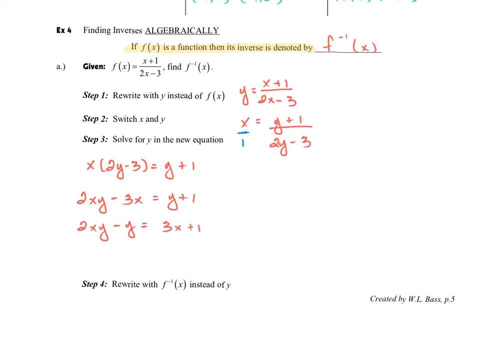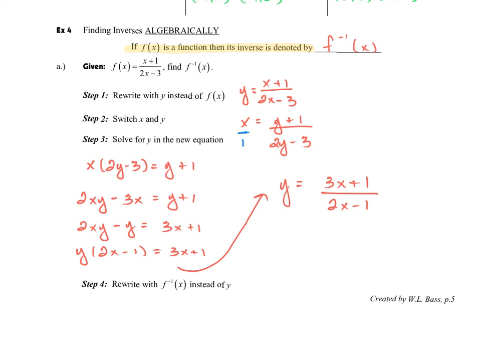Next, we can factor out the y. Now that we have all of our y's on the same side, we can factor that out. It's going to make it easier to isolate it. So I'm going to factor out that y, and I'll have y times 2x minus 1 equals 3x plus 1. Now that this y is factored out, we can simply divide both sides by this factor, and we will end up with y equals 3x plus 1 all over 2x minus 1. So that's going to be our inverse.